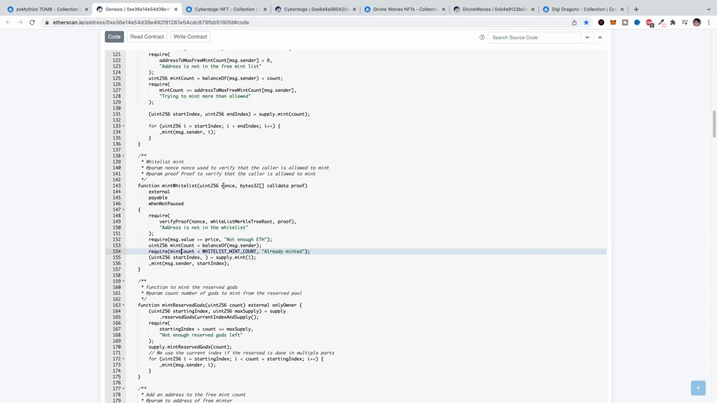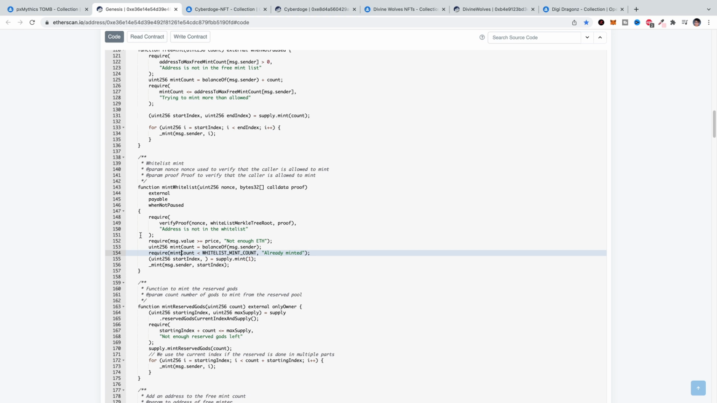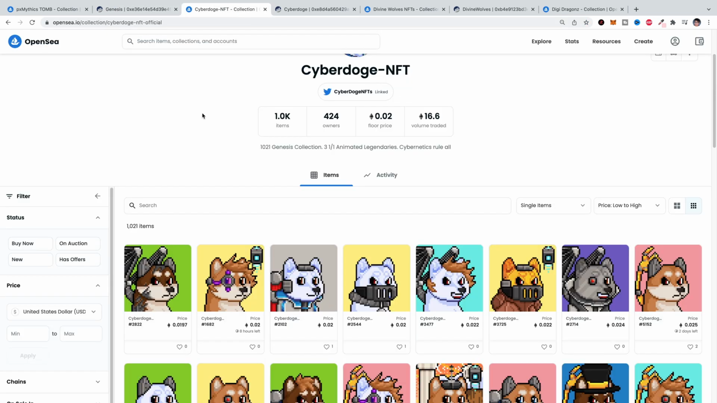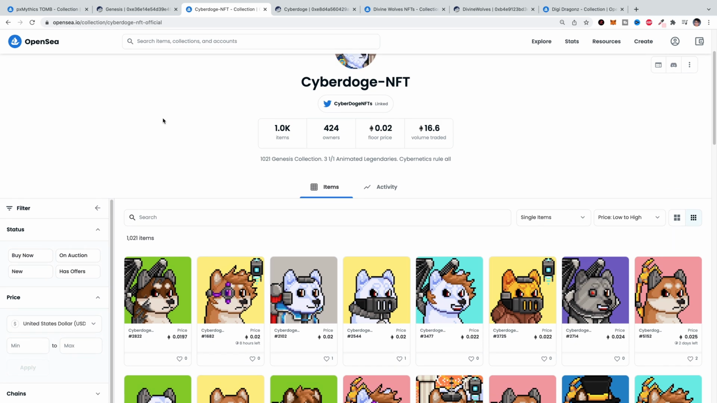So if you take a look at the contract, you can see here in the mint whitelist, you have a situation where you're checking the balance of the person who's minting, and you're using that as a require statement to check if they have minted already or not. So what a person can do is basically, as I mentioned before, mint the token, sell it, and mint the token again. Another collection that this happened to was CyberDodge.